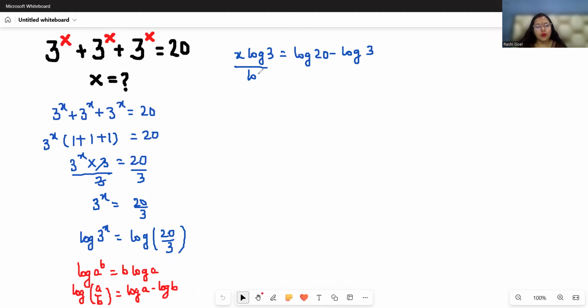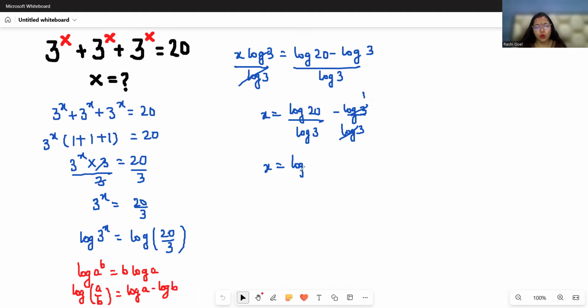If I divide both sides by log 3, x = log 20 / log 3 minus log 3 / log 3. So this cancels out, giving 1. So x = log 20 with base 3 minus 1.